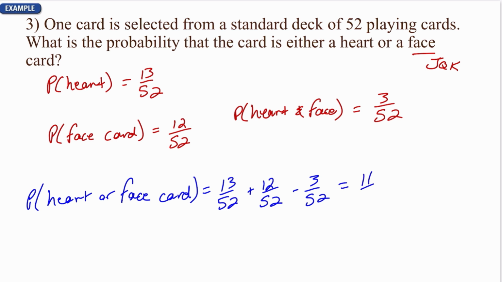So that's going to be 11 out of 26. Now you can give your answer as 11 out of 26, or if you want to round, that's going to be 0.4231. Either answer is acceptable. You actually could even give 22 out of 52.